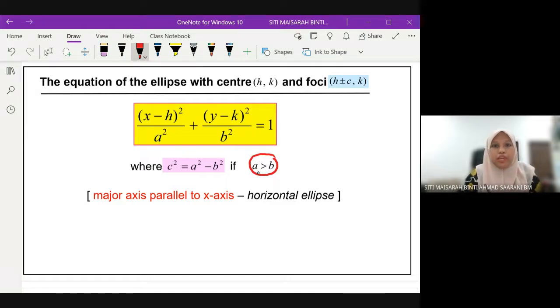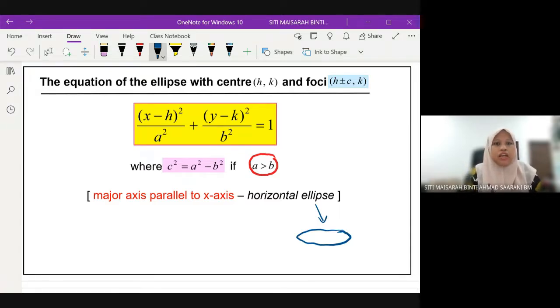Kalau contohnya B more than A, B ni duduk bawah Y. Jadi major axis dia parallel to Y axis. Okay. Tu nak tahu bentuk dia macam mana. Kalau major axis parallel to X axis, maksudnya bentuk dia horizontal ellipse. Horizontal maksudnya shape dia akan jadi macam ni lah. This is horizontal ellipse. Kalau vertical, ellipse tu bernegak.